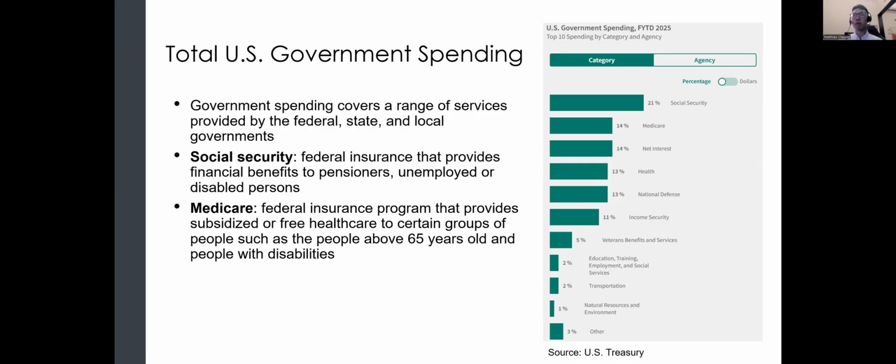These insurance programs are very essential to many people in America, right? For those that are unemployed, pensioners, or disabled persons, which is why the government has to spend a lot of money on these programs.